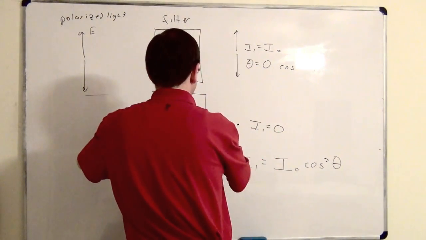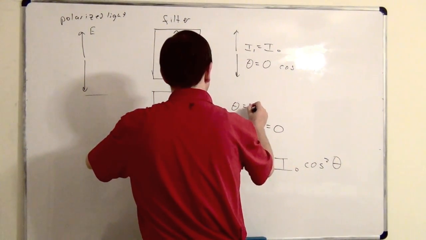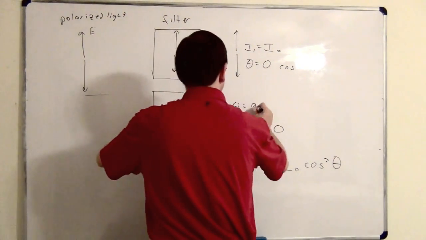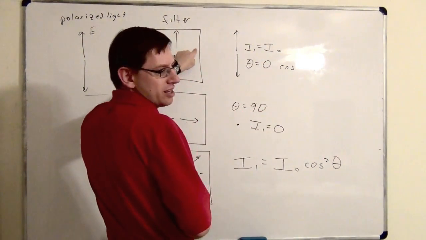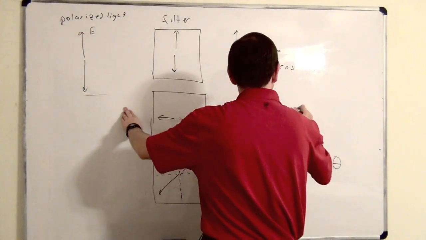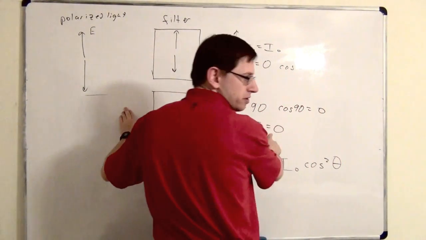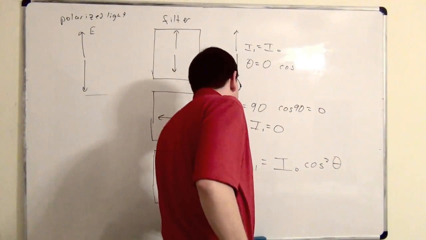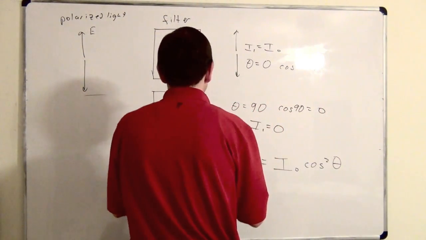And what would theta be in this case? 180. No, try again. 90, sorry. You could say this was 180, really. And what's the cosine of 90? 0. Which confirms that Malus's law would give us this answer here as well. Okay? But this also works for other cases besides the extreme ones.